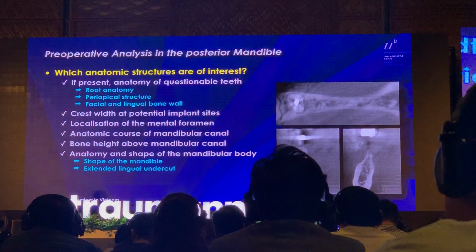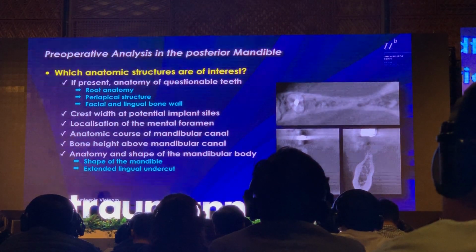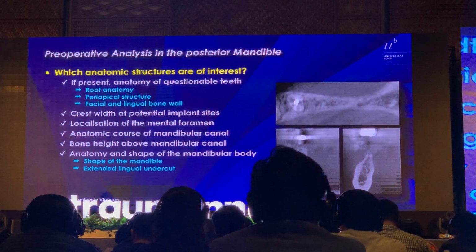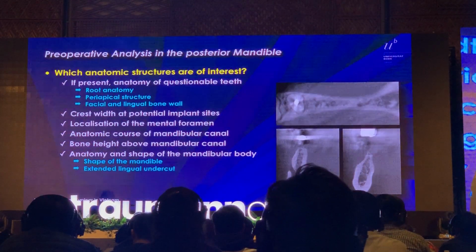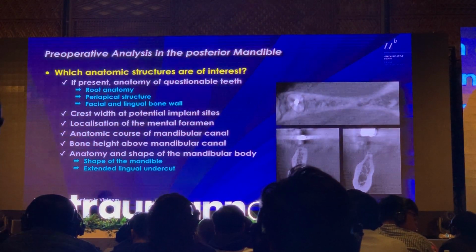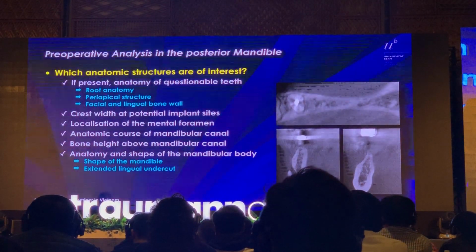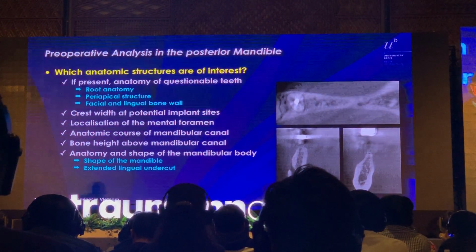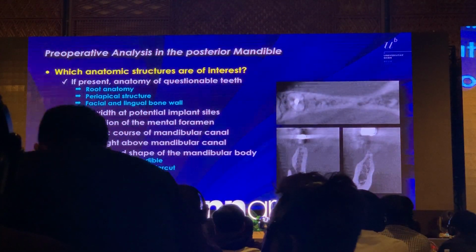What we want to know from the radiographic analysis is how the adjacent teeth are. Are the next teeth in good shape? Are there problems? Second, of course, we want to know the width of the crest at potential sites. Where is the mental foramen? You know, the nerve comes out with a loop. So where is the nerve? Where is the canal? And the undercut. And of course, you want to know, is it like this or is it like this? So these are all the parameters you need to know when you place implants.